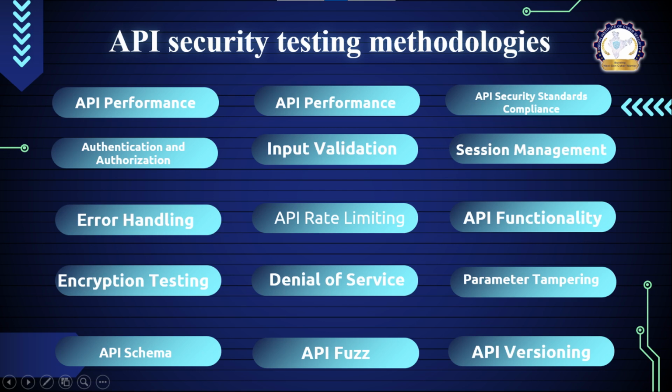This involves testing the various encryption protocols and algorithms used by the API, as well as examining the strength and complexity of encryption keys. Additionally, encryption testing may also involve analyzing the configuration of SSL/TLS certificates and verifying that they are properly implemented and configured to provide secure communication between the client and server. Overall, encryption testing is a critical component of API security testing as it helps to ensure the confidentiality, integrity, and availability of sensitive data transmitted over the API.